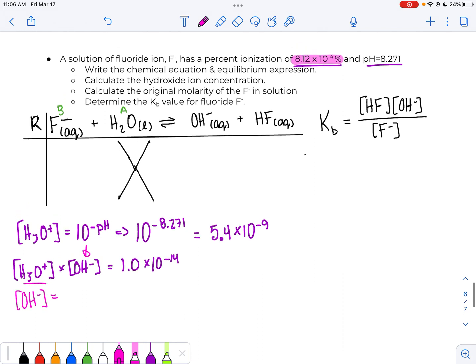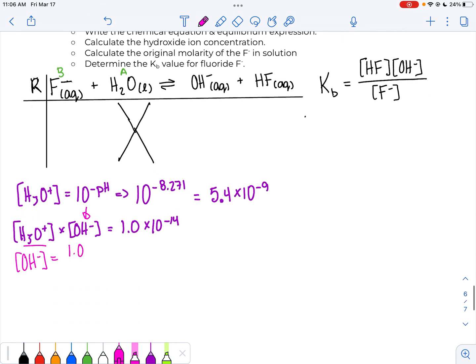So concentration of hydroxide ions must be equal to 1.0 times 10 to the negative 14th divided by my concentration of hydronium, which I said was 5.4 times 10 to the negative 9th. Yay! So when I plug it in my calculator, I get a concentration of hydroxide to be 1.5 times 10 to the negative 6th molar.